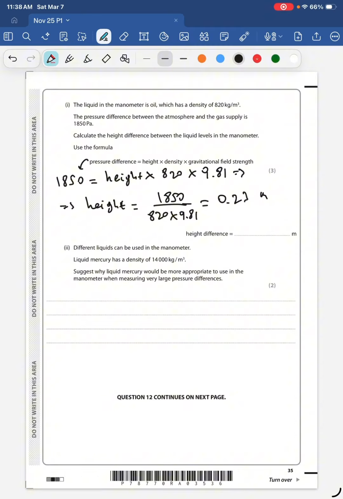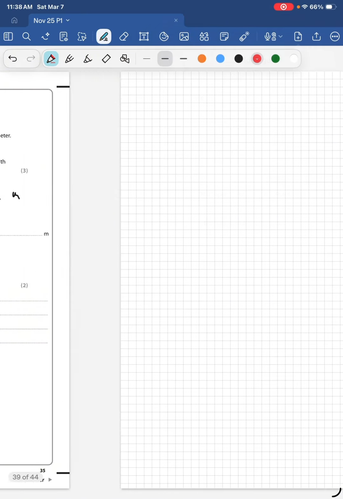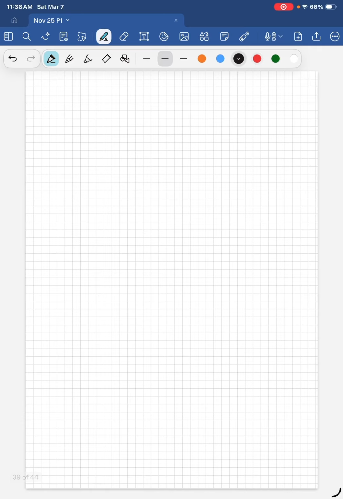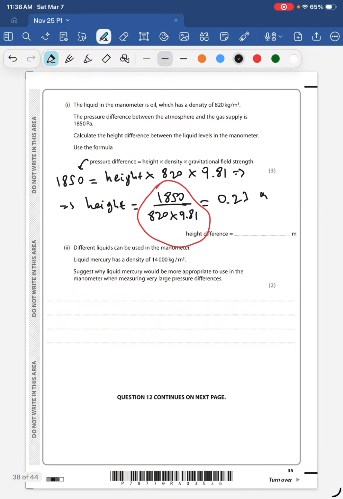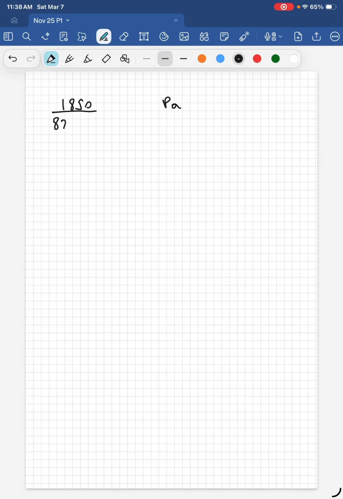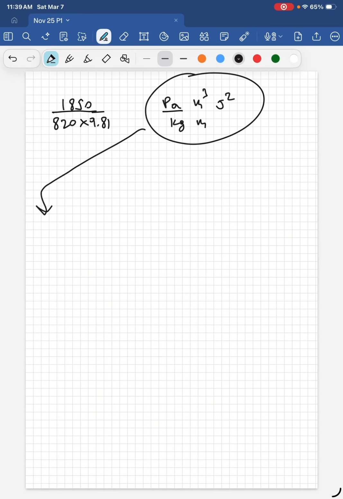And I'm going to take this expression and do a bonus like I did a couple of times in this video. So we have 1850, and that's pascals, over 820, and that's kilograms per cubic meter, and then times 9.81, and that's meters per second squared. Okay, let's analyze this. This is a bonus, you don't need to know it.